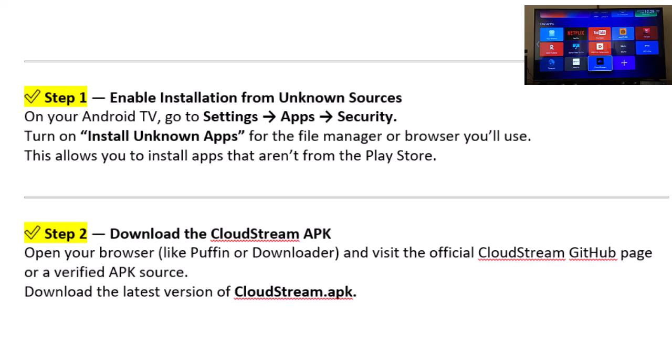Step 2. Download the Cloudstream.apk. Open your browser like Puffin or Downloader and visit the official Cloudstream GitHub page or a verified APK source. Download the latest version of Cloudstream.apk. Always double-check the source to avoid fake or unsafe versions of the app.